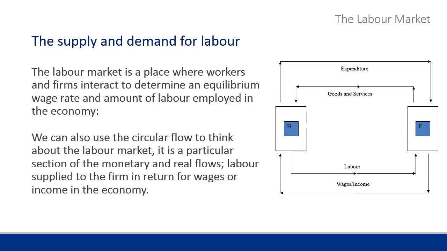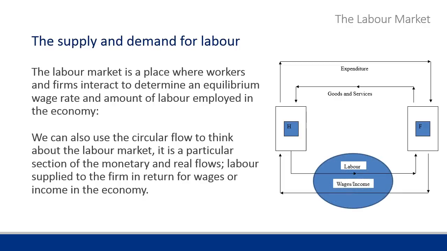In our model for the labour market, there are agents that interact to determine the price of labour, which is the wage rate, and the amount of labour, which is the number of workers in the economy with jobs. There are those that supply labour and those that demand labour: two agents, households supplying labour and firms demanding labour.